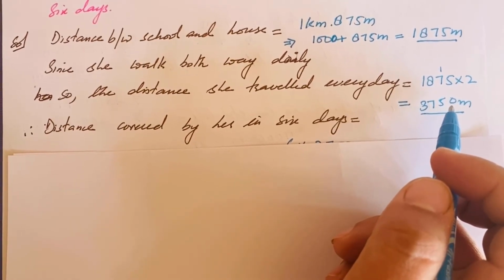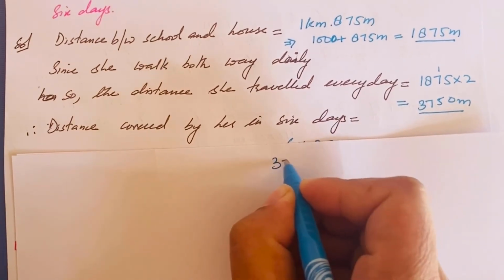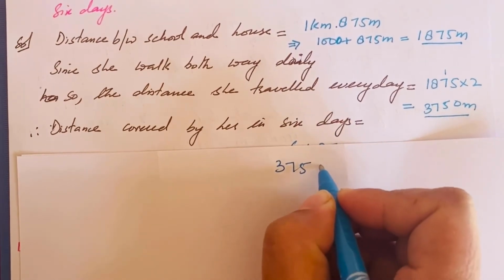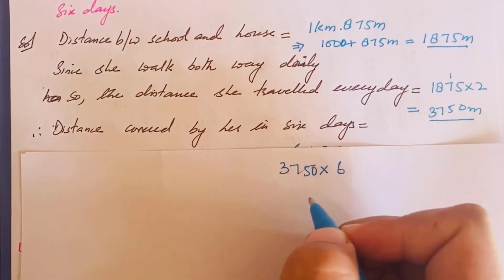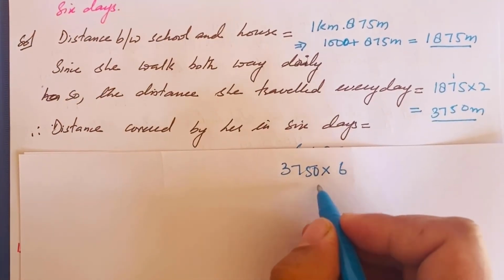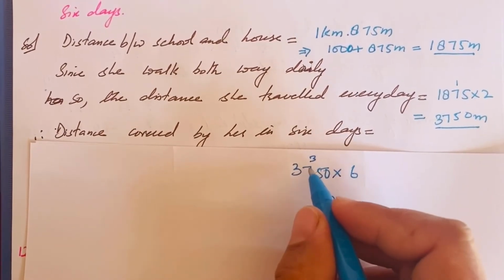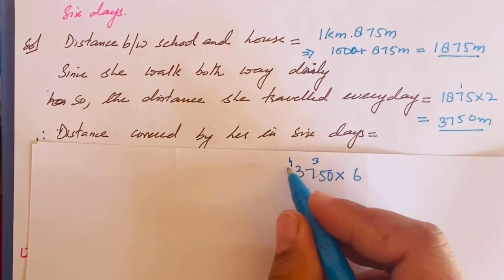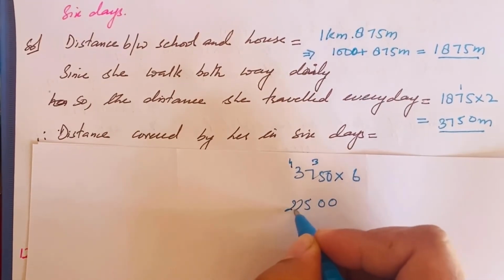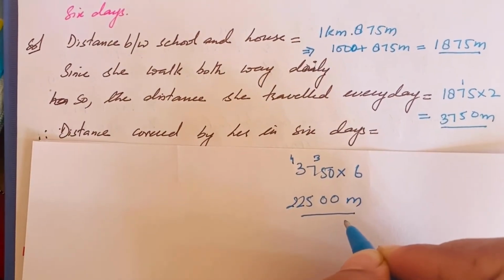cover in 6 days? So we just have to multiply 3750 into 6. 6 zeros are 0, 6 fives are 30, 6 sevens are 42, 43, 44, 45, 6 threes are 18, 19, 20, 21, 22. This much meter she covered in 6 days.